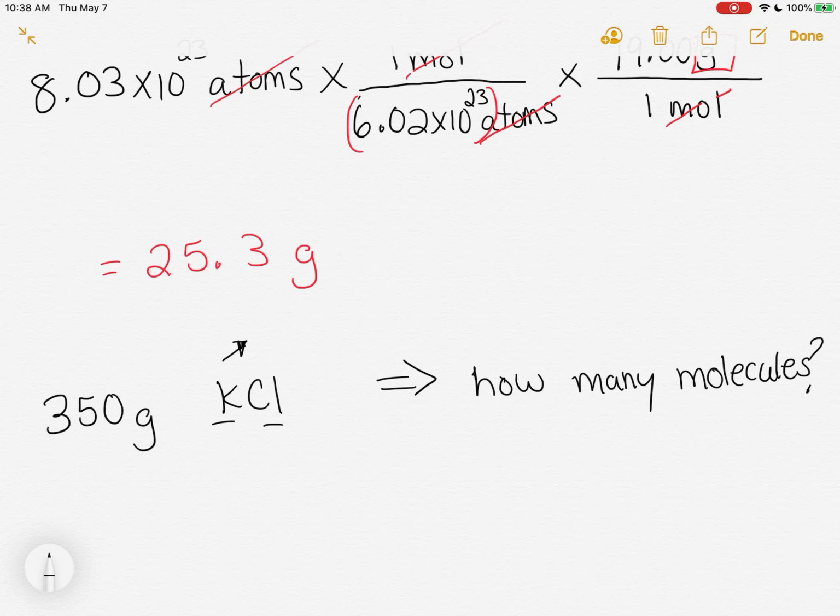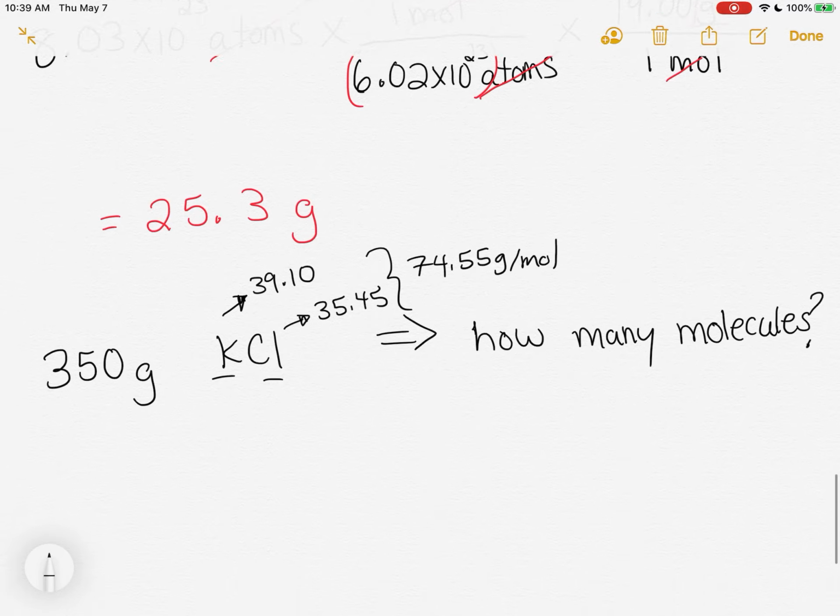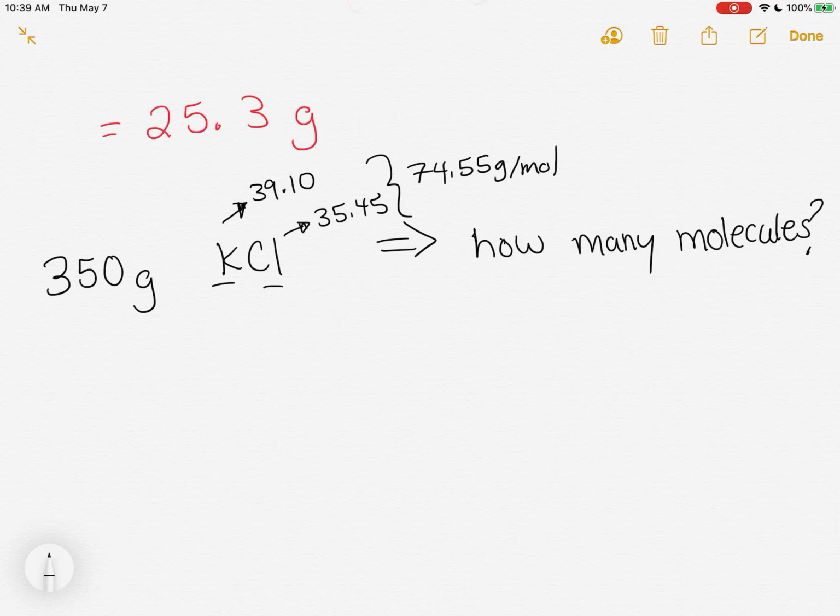One of the first things I want to do is make sure I know the molar mass for potassium chloride. So potassium is 39.10 and chlorine is 35.45. Remember, those come from your periodic table. And so we're just going to do that addition. So the molar mass for potassium chloride is 74.55 grams per mole. Okay, and so we're going to convert this 350 grams of potassium chloride into molecules.